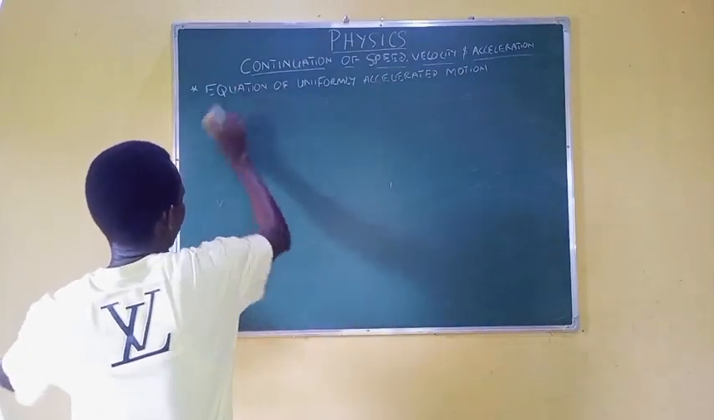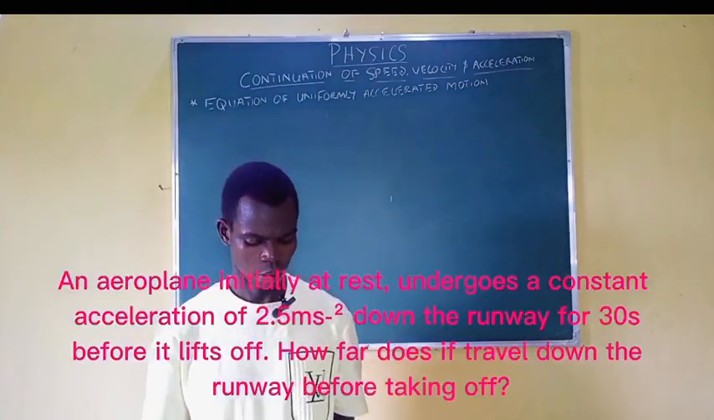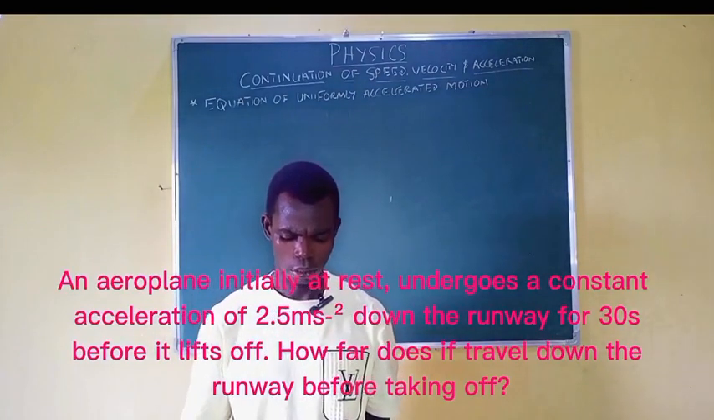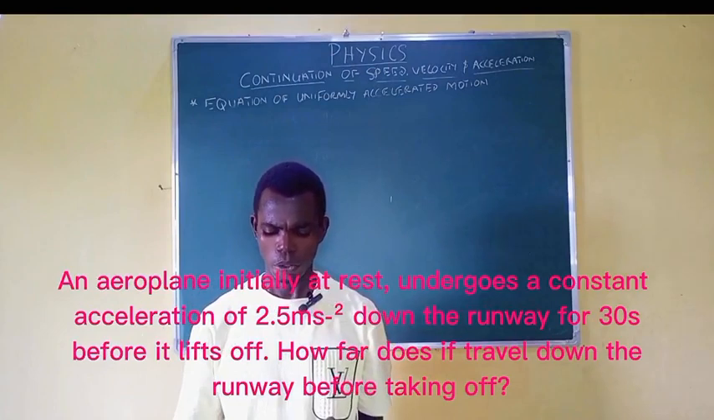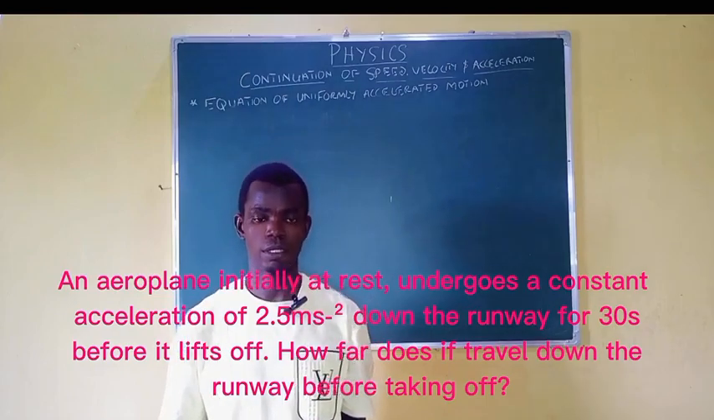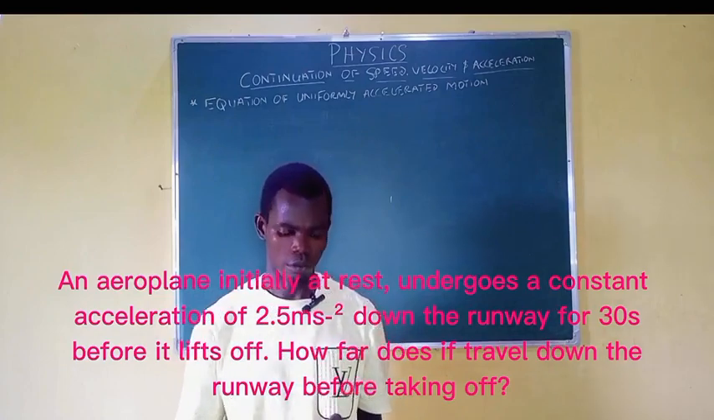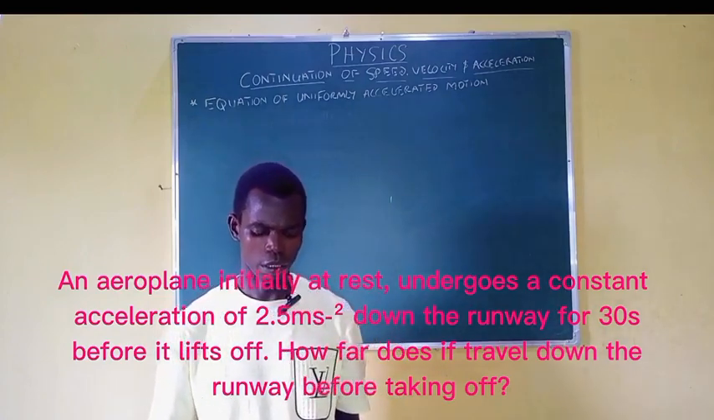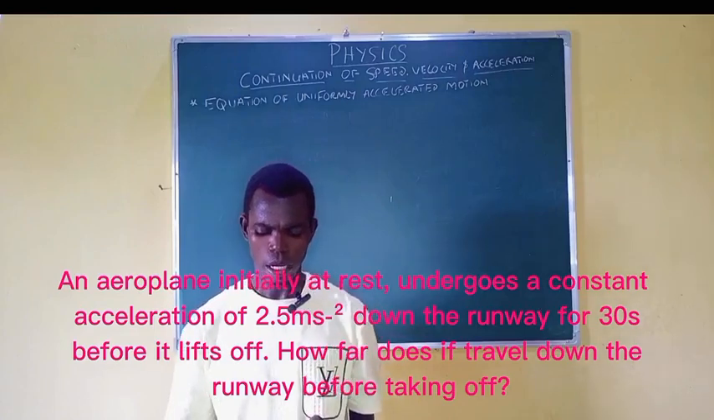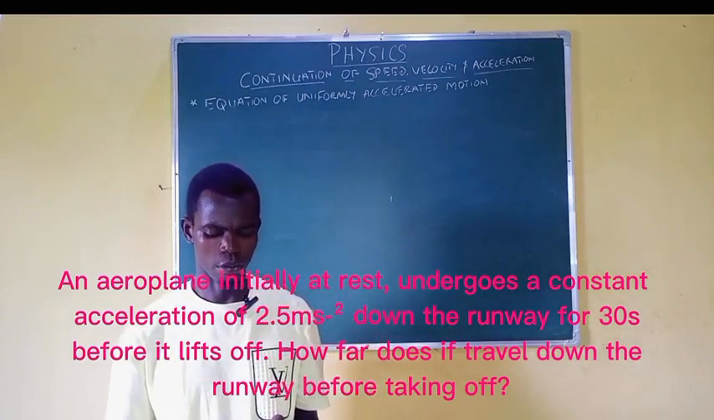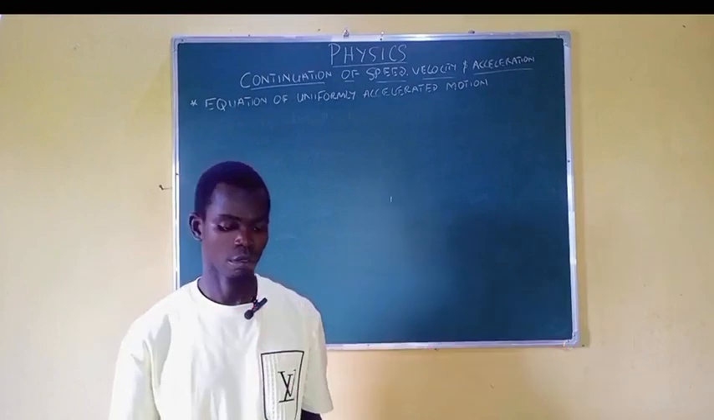Question 1. An aeroplane initially at rest undergoes a constant acceleration of 2.5 meters per second squared down the runway for 30 seconds before it lifts off. How far does it travel down the runway before taking off?